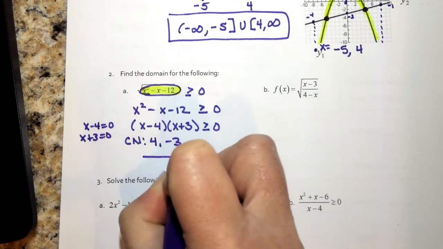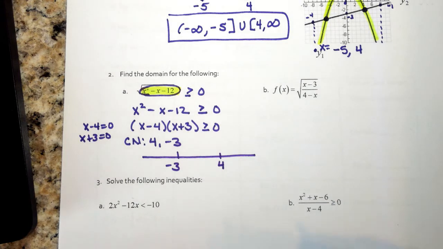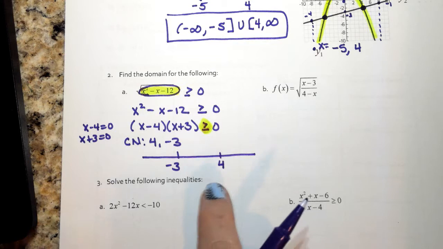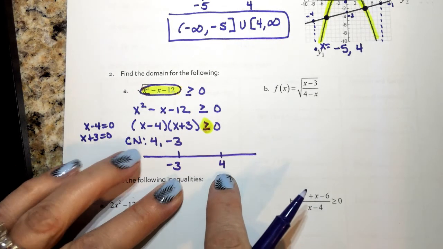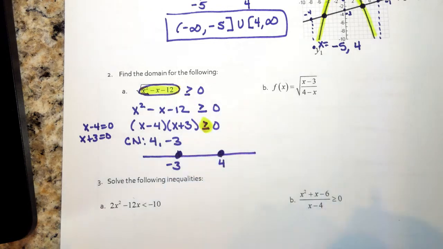And again, I'm going to set up my number line very similar to what I did in the previous example. Look at your inequality sign. It's a greater than or equal to. So since -3 and 4 is where we're equal to 0, I am going to include them in my solution set.